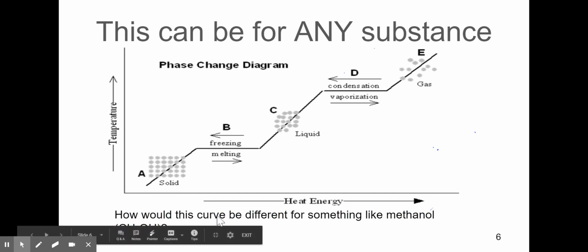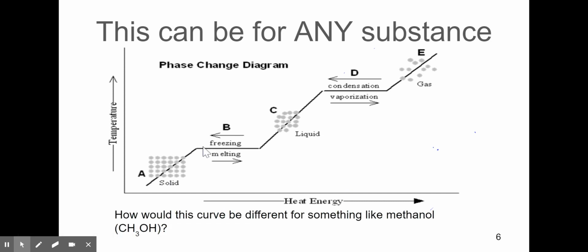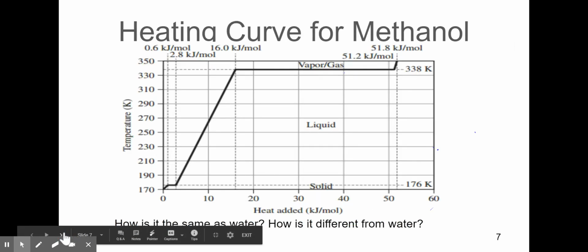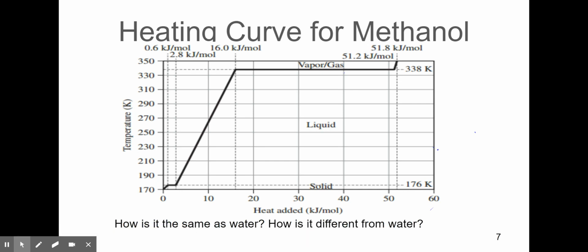But here's my question. How would this curve look different for something like methanol? Would it still happen at 0 degrees Celsius and 100 degrees Celsius? Not necessarily. For methanol, you're going to end up having something that looks like this, and this is in Kelvin, it's not Celsius. So remember, degrees Celsius plus 273 equals Kelvin. At freezing, this is methanol. It was super, super cold, way below 0 degrees Celsius.